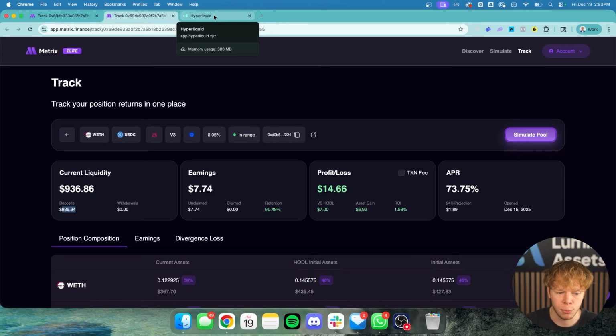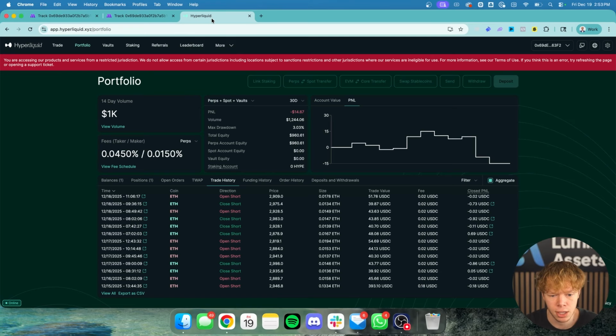Truth be told, this would probably be profitable if I were to do this with a 90% hedge, basically, and I would be able to extract a decent bit of earnings, I would say. But in this scenario, it just doesn't work.